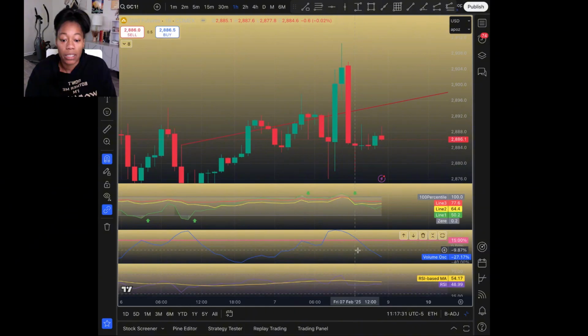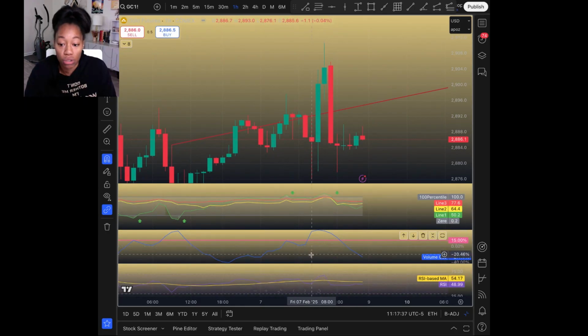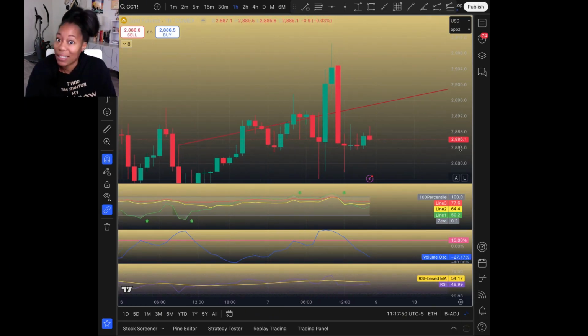This is my volume oscillator. It lets me know how many people are in the market and how fast or slow I should expect a price to move. If we are down here right now, it's negative 27. That tells me that there's not really anybody in the market. Of course, it's closed. It's Sunday. So no one's in here, but this lets me know where my volume is sitting.